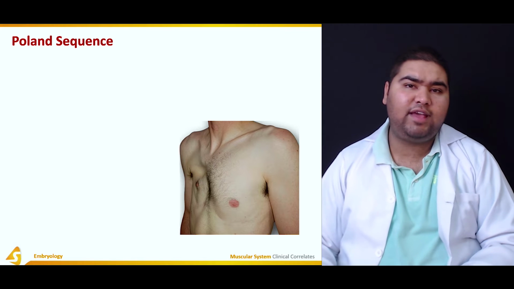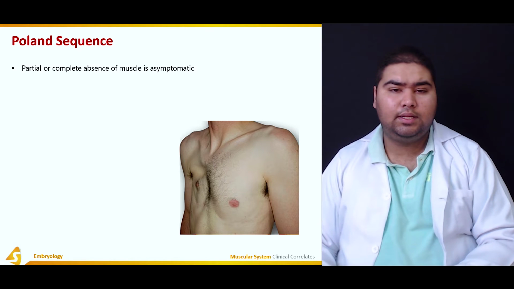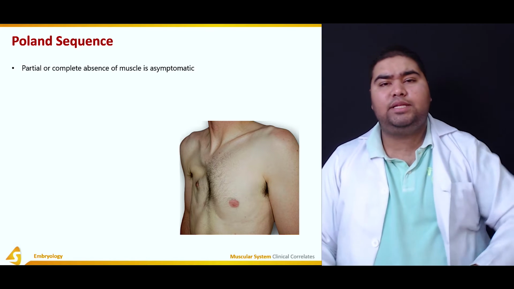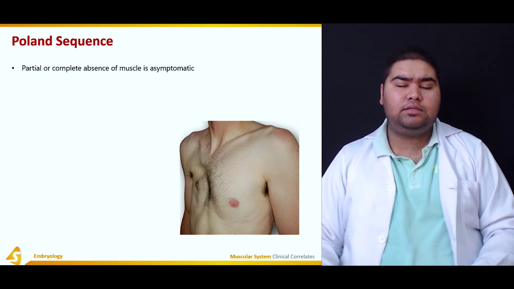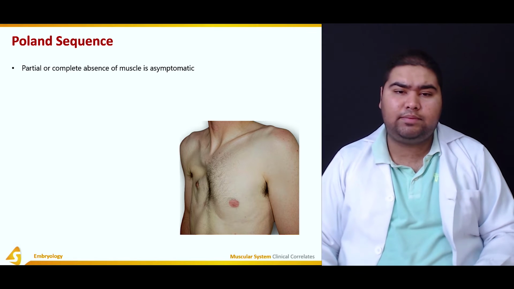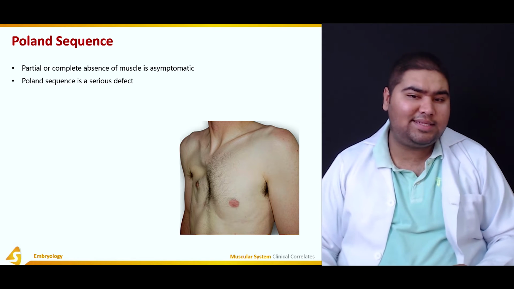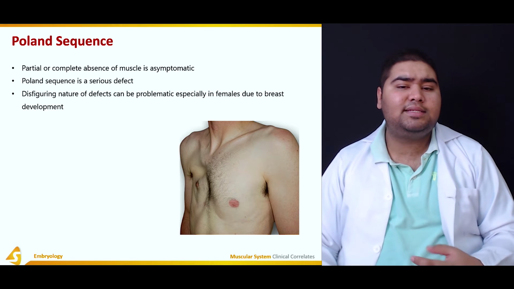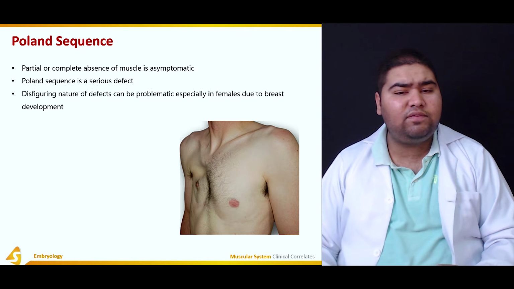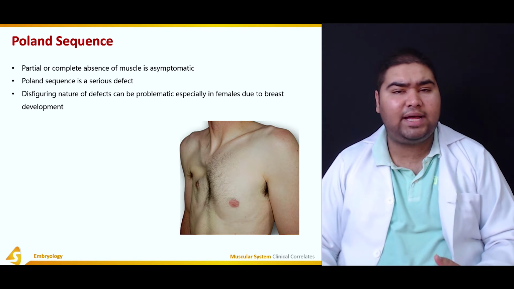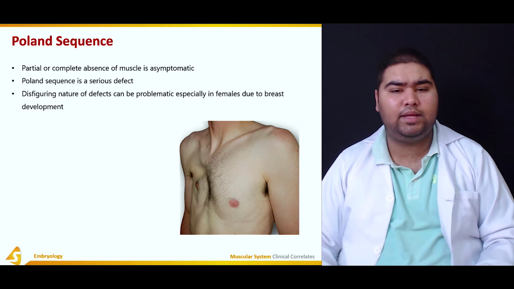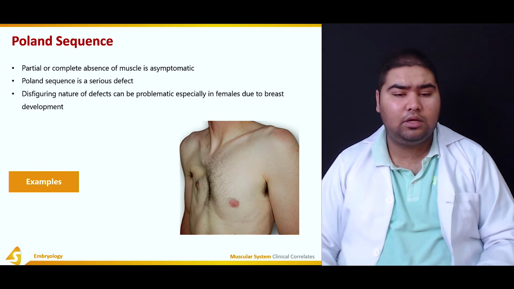So first of all, we have the Poland sequence. As I mentioned before, partial or complete absence of a muscle is asymptomatic. However, Poland sequence is a serious defect. The disfiguring nature of the defect can be problematic, especially in females due to breast development.